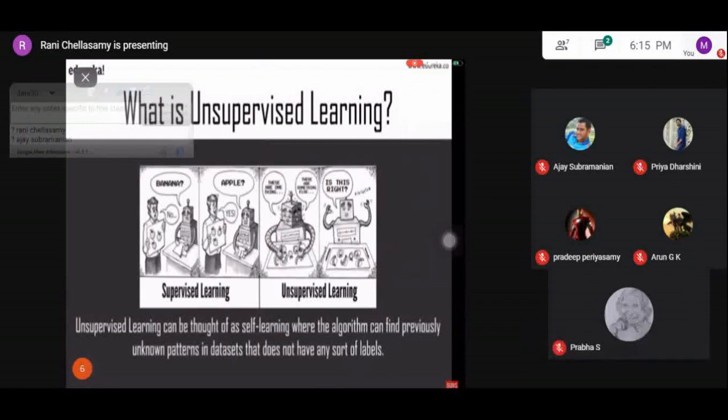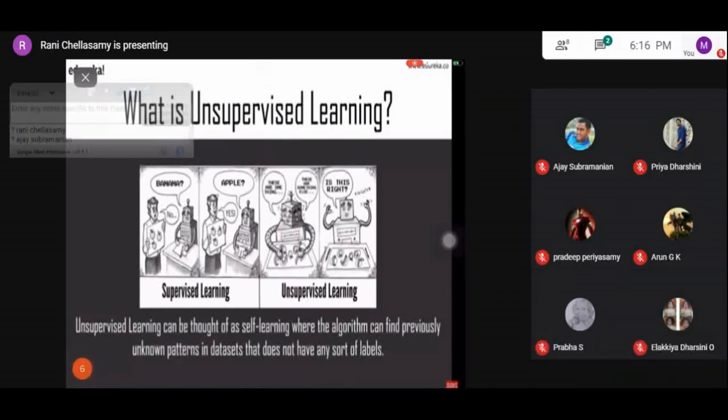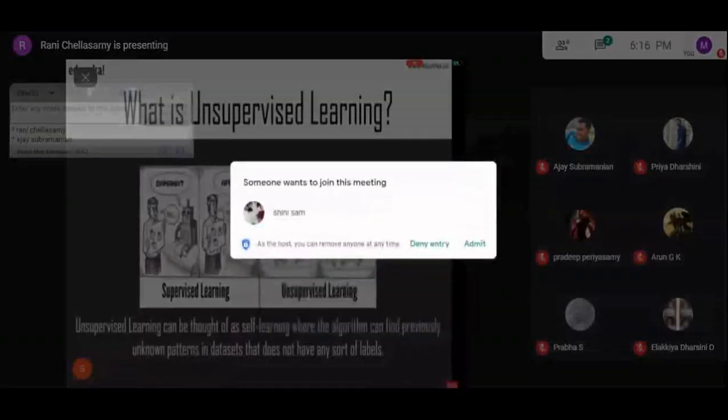From this picture itself, we can clearly see that supervised learning is where the machine is trained by guidance from a teacher, that is, the supervisor. The supervisor will be training the machine. Whereas in unsupervised learning, there won't be any guidance, teacher or supervisor. Unsupervised learning is thought of as self-learning, where the algorithm can find previously unknown patterns in the data sets. There won't be any labeled data, and the output is unknown to the user.